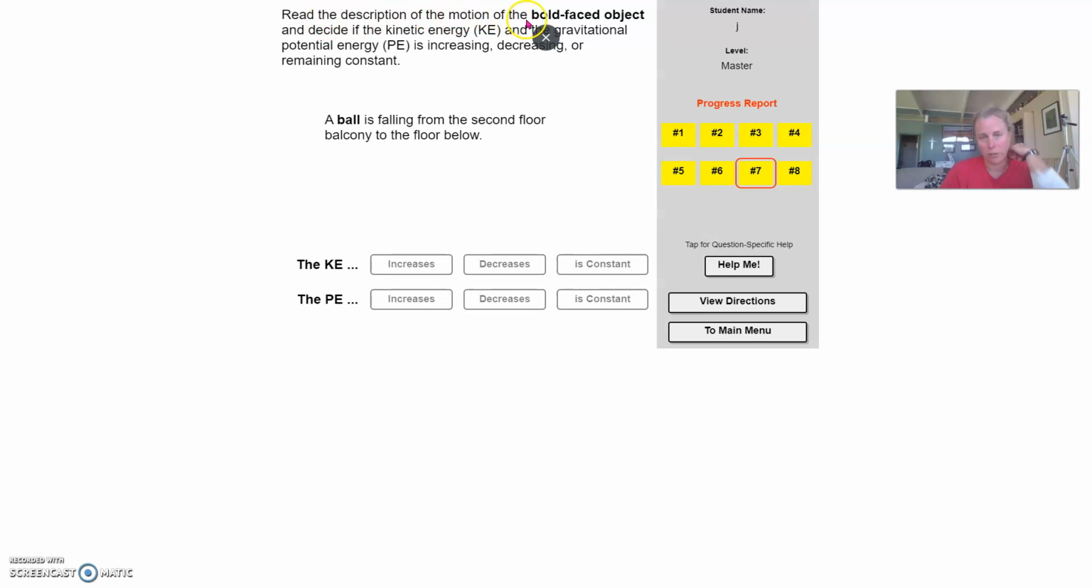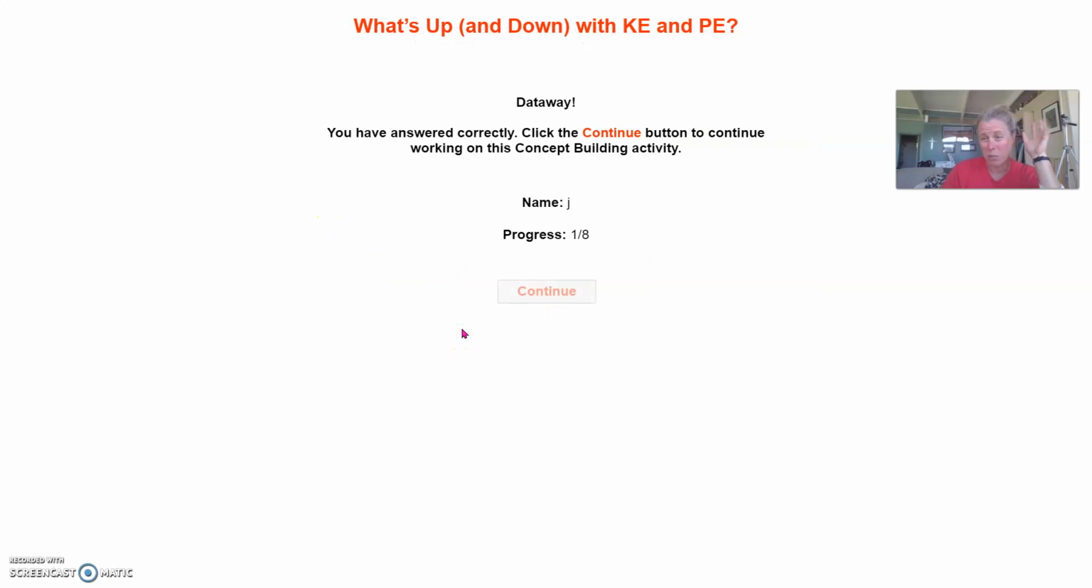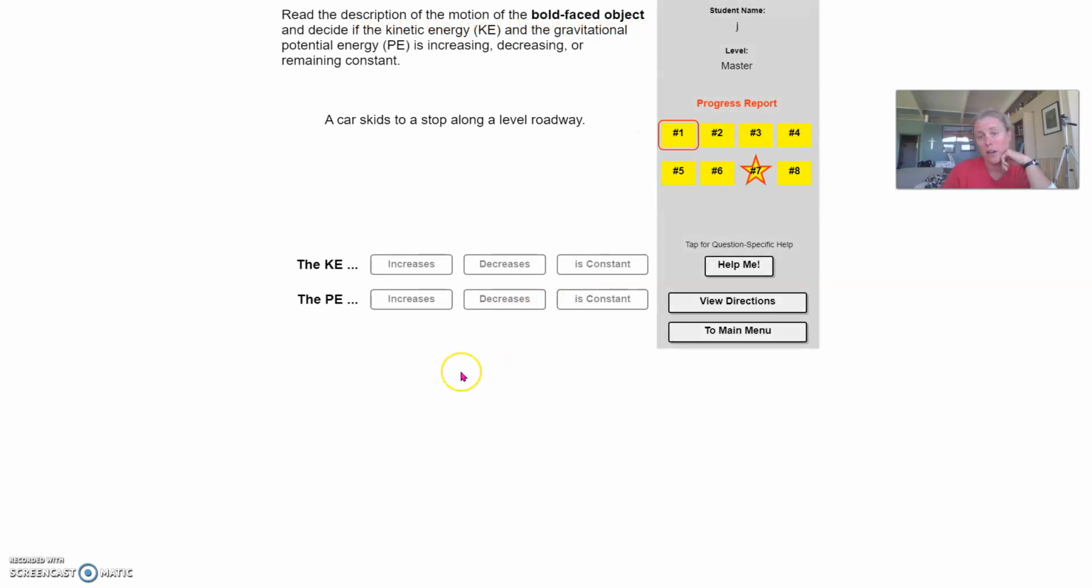Read the description of the motion of the bold-faced object. Decide if I've got kinetic energy, gravitational potential energy increasing, decreasing, or remaining constant. So I've got a ball falling from the second floor balcony to the floor below. So I'm at the second floor. I've got potential energy. Is it increasing or decreasing as it falls? I say it decreases. And what's happening to the speed of the ball as I drop it? It's increasing. So we should be good to go. So that's kind of the process for this second one.